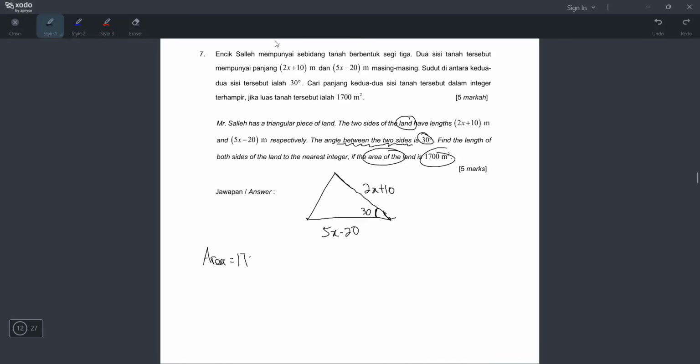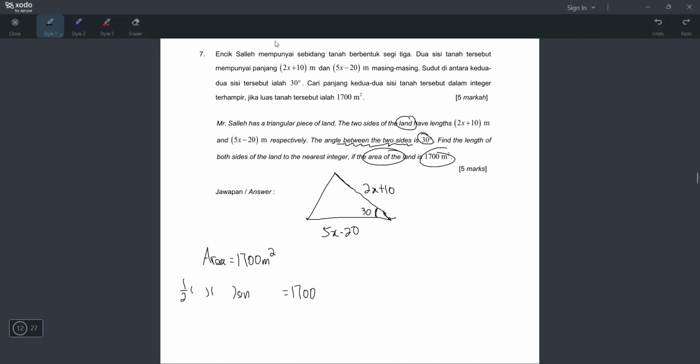Okay, which chapter is this, by the way? This is solution of triangle, right? So how do we find area of triangle? If it's not a right angle triangle, how do we find area? We use the 1/2 ab sine C formula, right? If it's a right angle triangle, we can just do 1/2 times base times height, right? But if it's not a right angle triangle, we will use this formula.